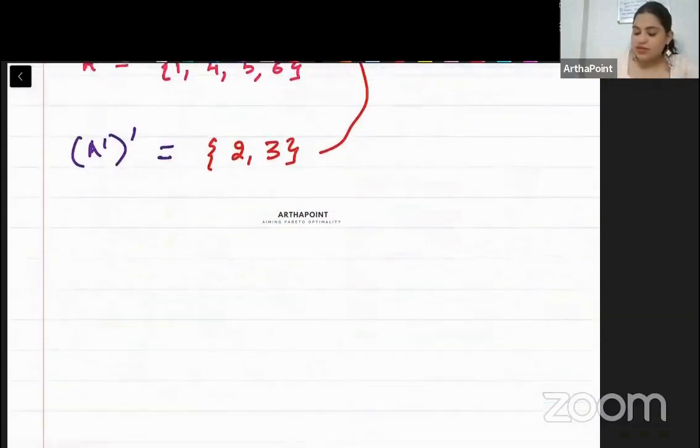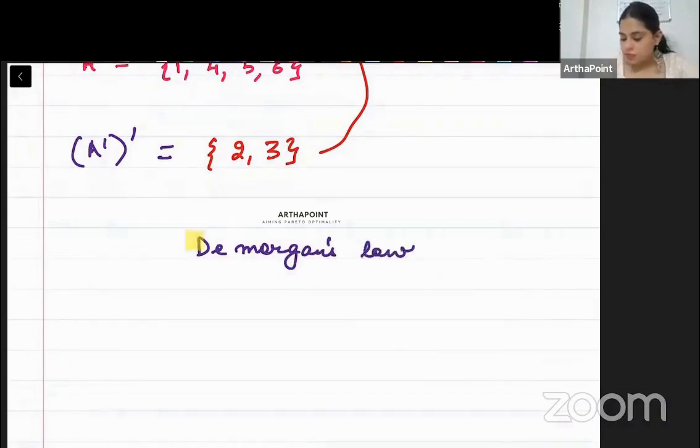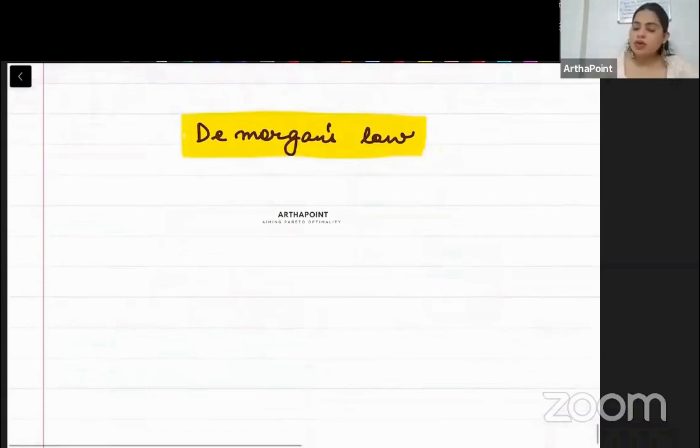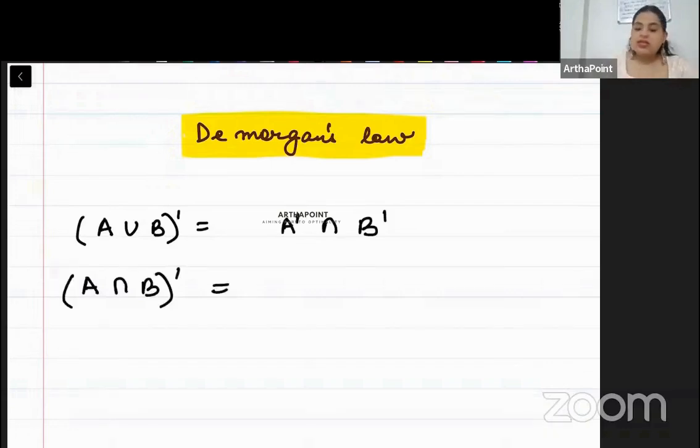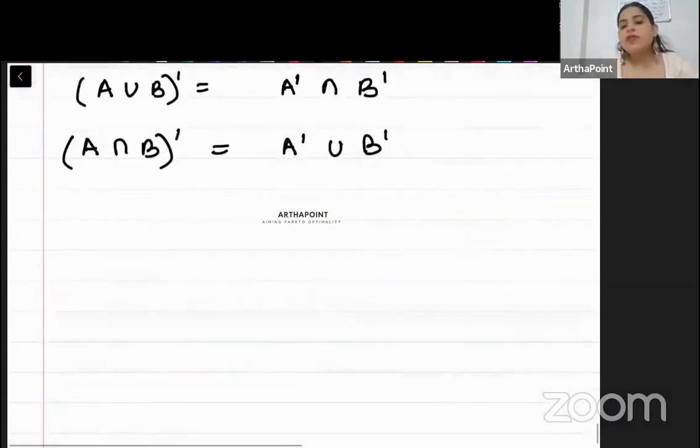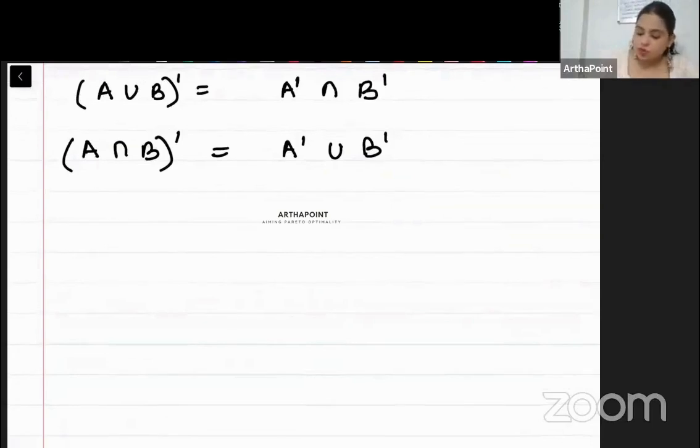This is known as De Morgan's law. De Morgan's law. क्या कहते हैं De Morgan's law बेटा? A union B complement is equal to A complement intersection B complement. And A intersection B complement is equal to A complement union B complement. Let me give you an example to this. So, question.